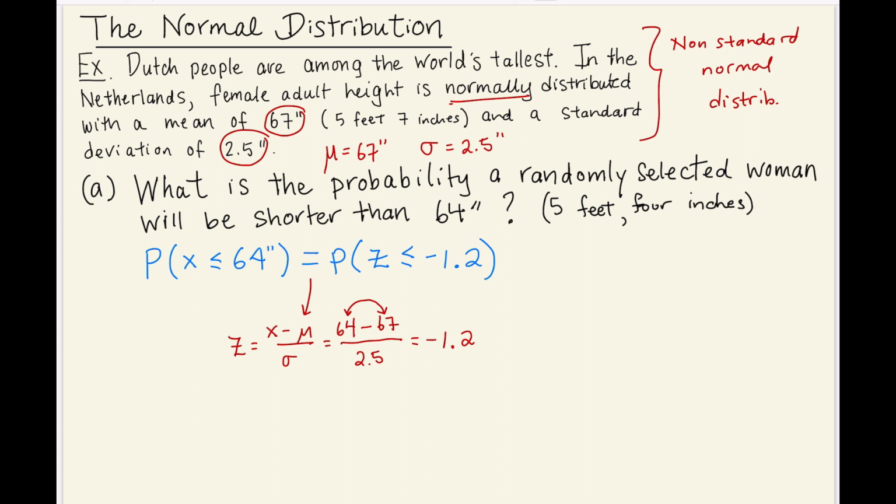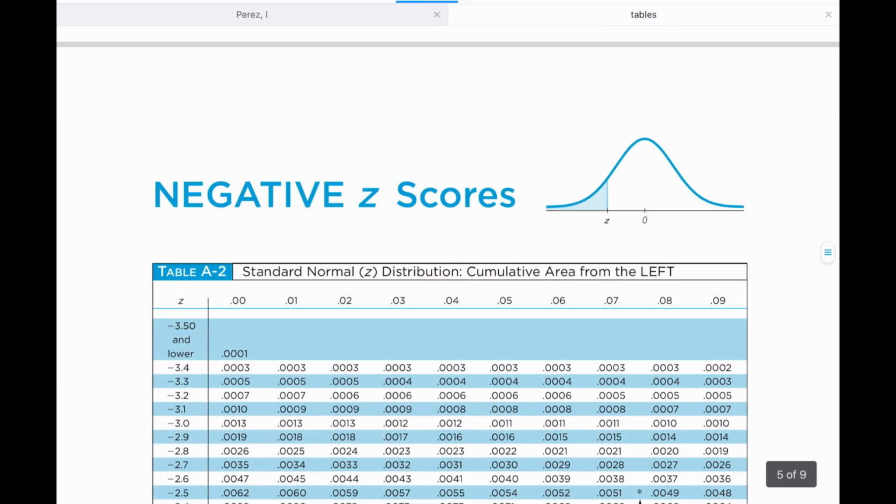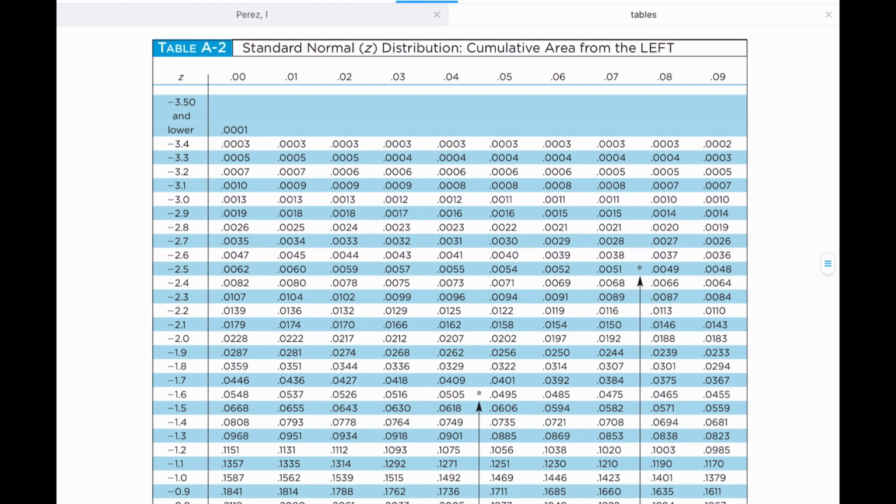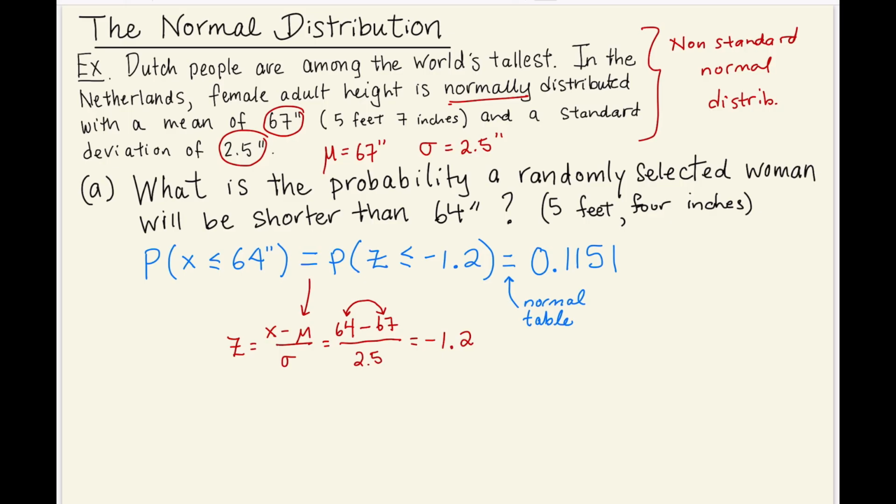Okay, and in order to figure out that probability, I am going to be doing this problem by hand, so I'm going to use the normal table because our z-score is negative 1.2. And I find the negative 1.2 here. The digit in the hundredths place is 0. So remember I had negative 1.2 and then there was just a 0 there. So that tells me that the area to the left of this z-score is 0.1151. And that would be our final answer.